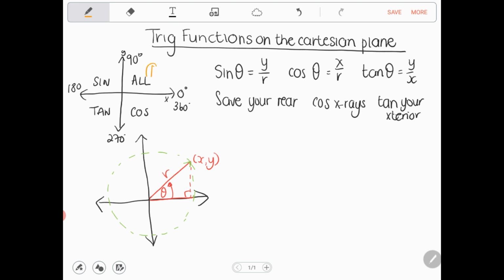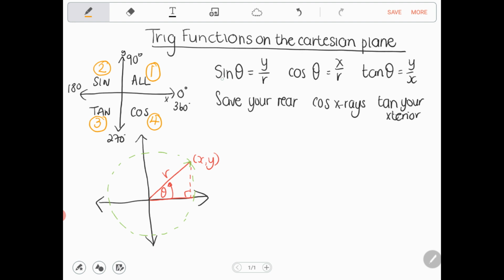So in the first quadrant here's 0 degrees. In the first quadrant, all the trig ratios are positive. In the second quadrant, only sine is positive. Cos and tan would be negative ratios. In the third quadrant, tan is positive, which means then that sine and cos are negative. And in the fourth quadrant, cos is positive, which then means that sine and tan are negative.